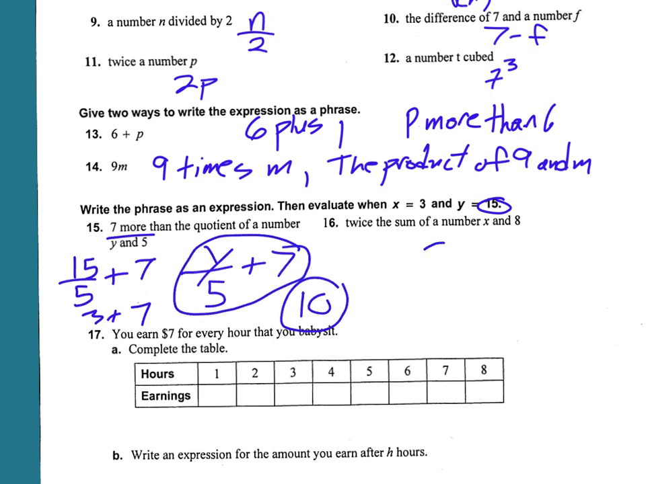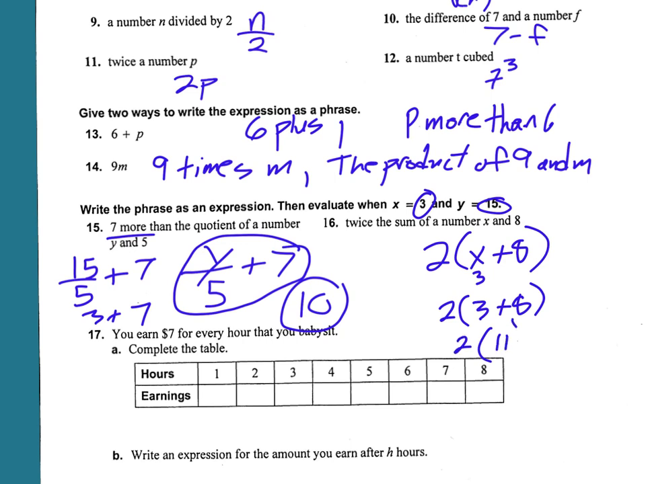Okay, so twice the sum of a number x and 8. So 2 times the sum of x and 8. So there we go. Now it wants us to plug in x. So we're going to plug a 3 in here. So that really is 3 plus 8, which is 11, times 2, which is 22. Okay, so our answers are this and the 22.